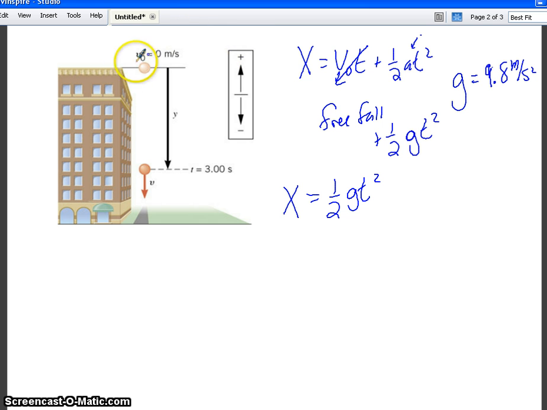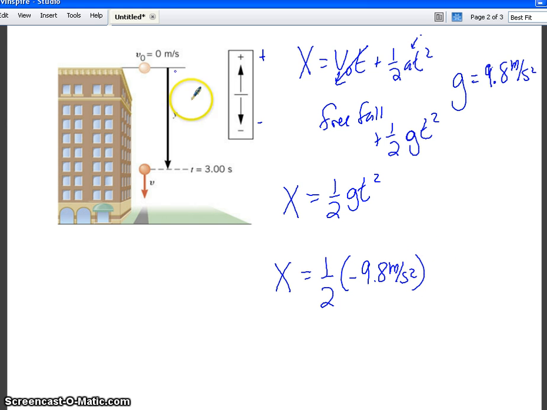Notice here in this picture, the person who is solving this problem said that positive is up and negative is down. Therefore, if I was going to use this equation to figure out how far this thing has fallen, I would write x equals 1/2 times negative 9.8 meters per second squared, times 3 seconds squared. The reason I'm calling this negative is because I'm calling down negative. So you have to be very wary of that. If I call down negative, I have to put a negative sign for my acceleration.